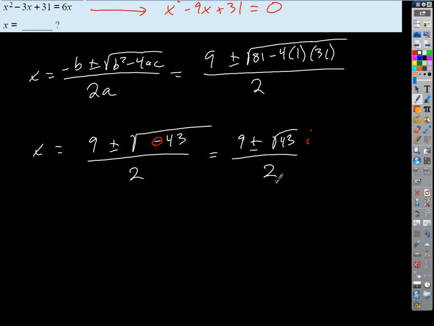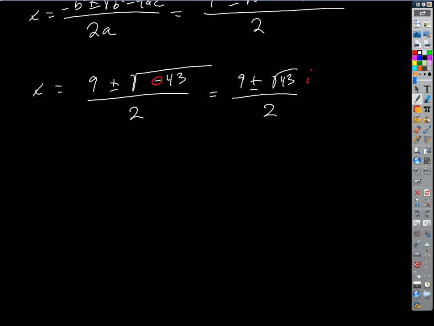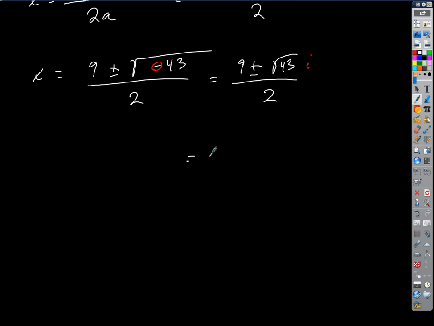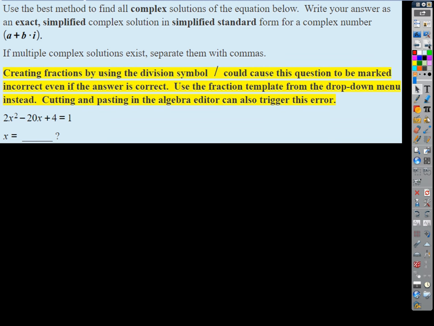over 2. But because I've got an imaginary number, I have to split this up into 2 parts. I have the real part, which is 9/2, plus or minus the imaginary part, which is the square root of 43 over 2 times i. Right? Okay, so that's really all we're doing.